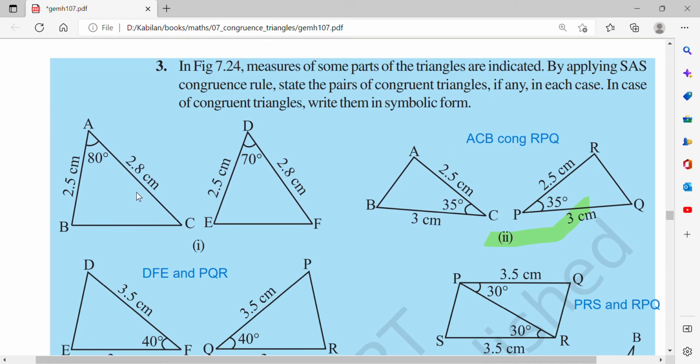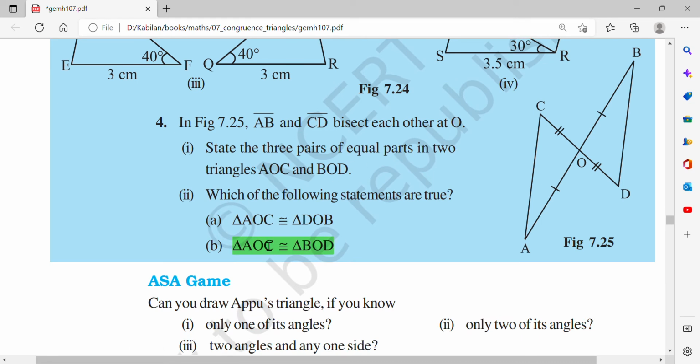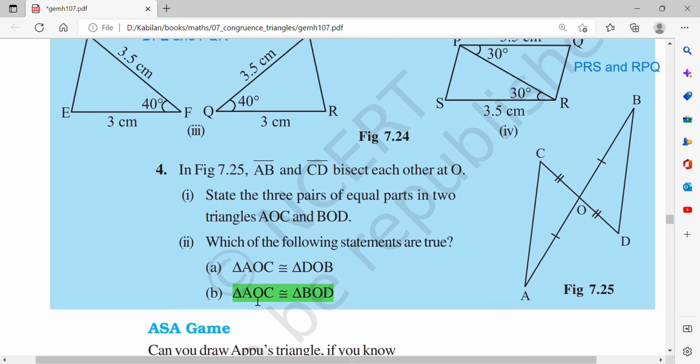Find whether they are congruent or not. Side angle side. So how do you have to write? ACB is congruent to RPQ. Here you write TFE and PQ, they are congruent. Here also this congruent angle. So here AOC is congruent to BOD. So you should write like this.